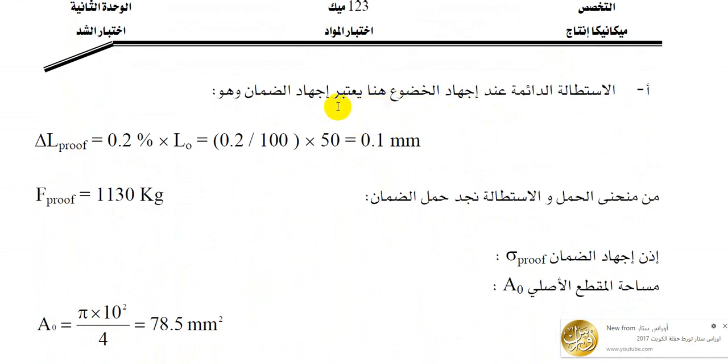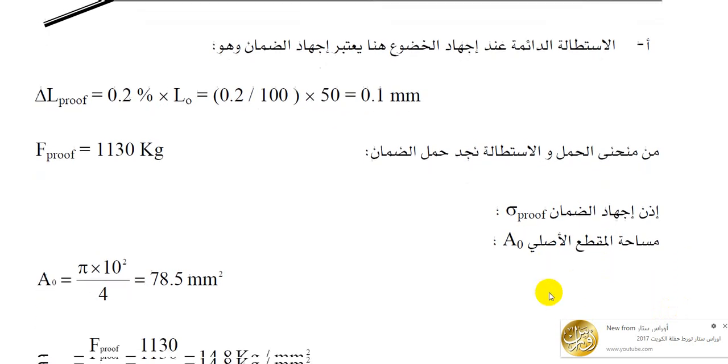Permanent elongation at the proof stress will be taken as L proof, which equals 0.2 over 100 times L naught, equals 0.2 over 100 times 50, equals 0.09 millimeter. From the load extension curve, we can find the proof load as follows. The proof load is equal to 1130 kilogram. So the proof stress will be as follows.